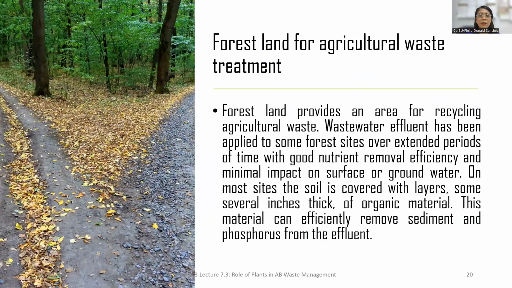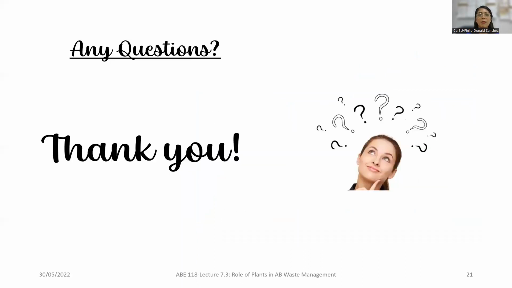And then forest land for agricultural waste treatment. So forest land provides an area for recycling agricultural waste. Wastewater effluent has been applied to forest sites for extended periods of time with a good nutrient removal efficiency, and minimal impact on surface or groundwater. On most sites, the soil is covered with layers several inches thick of organic material. This material can efficiently remove sediment and phosphorus from the effluent.